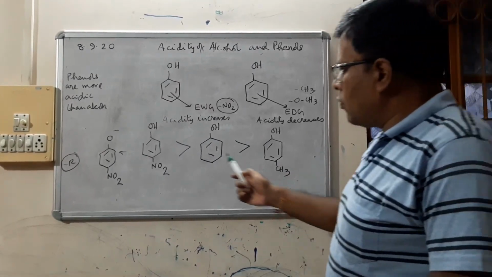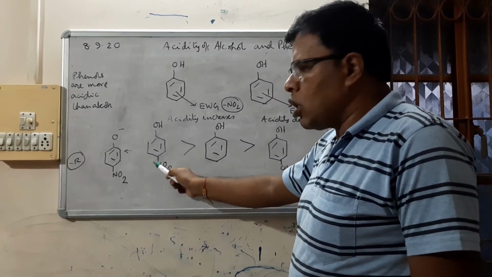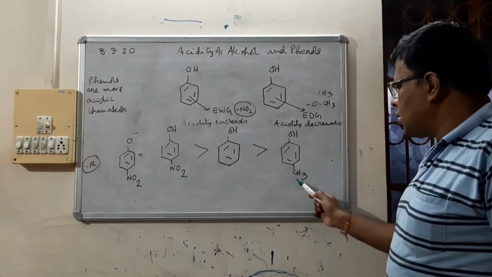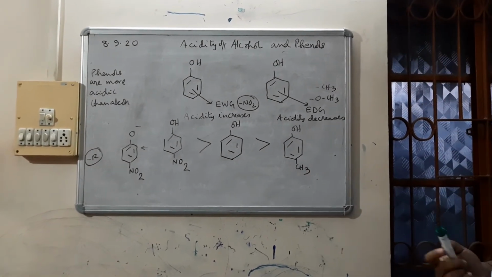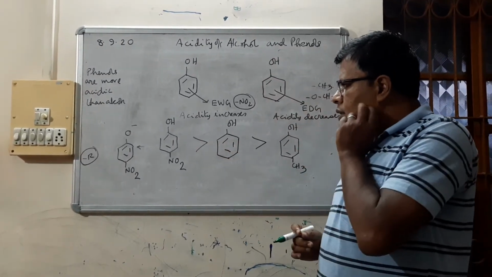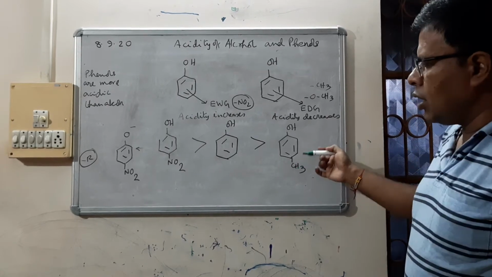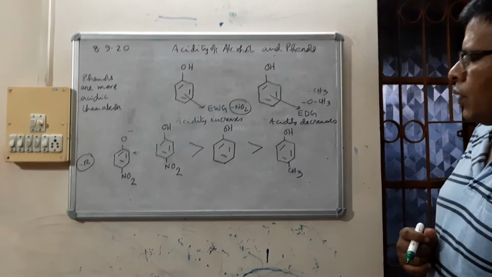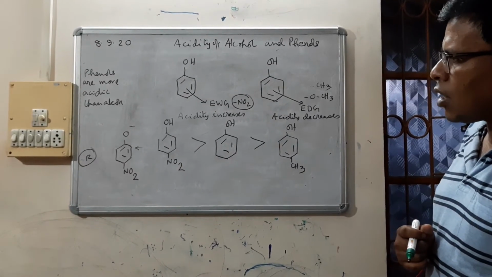So why is the acidity ordered like this? Because it is an electron withdrawing group, and this one is an electron releasing group. So presence of electron withdrawing group leads to increase in acidity, and presence of electron donating group leads to decrease in acidity.